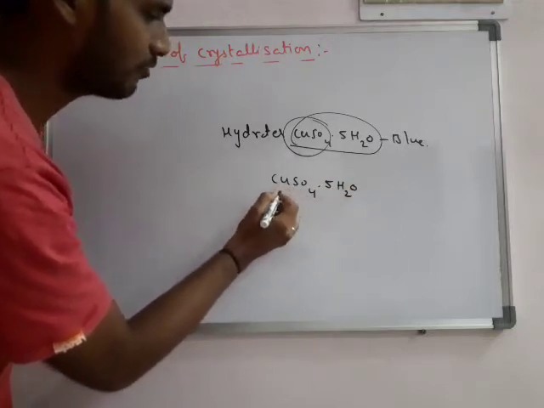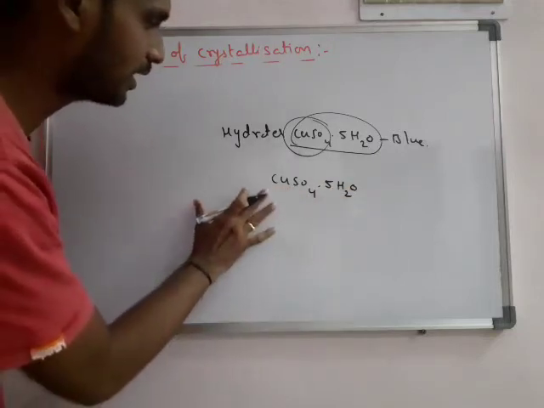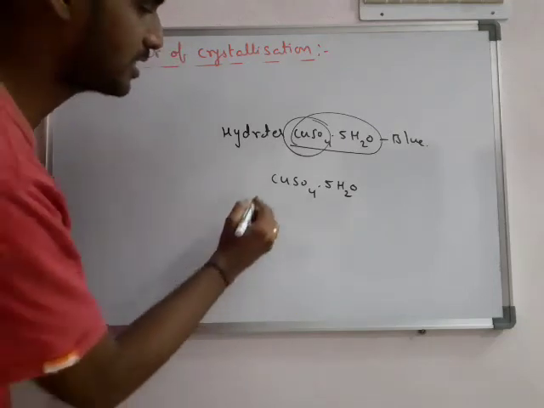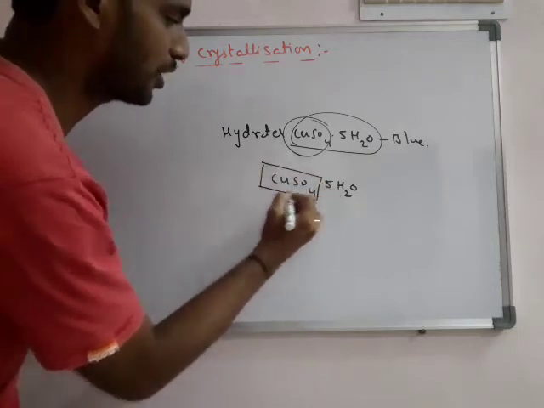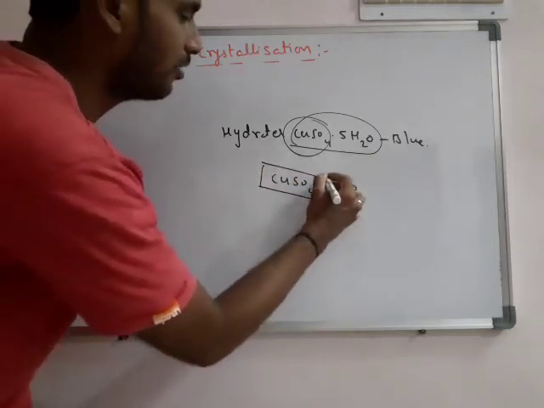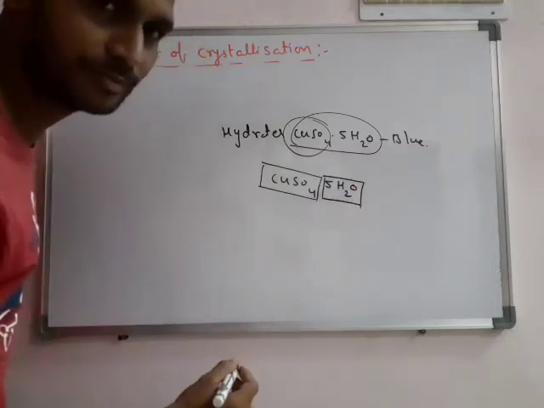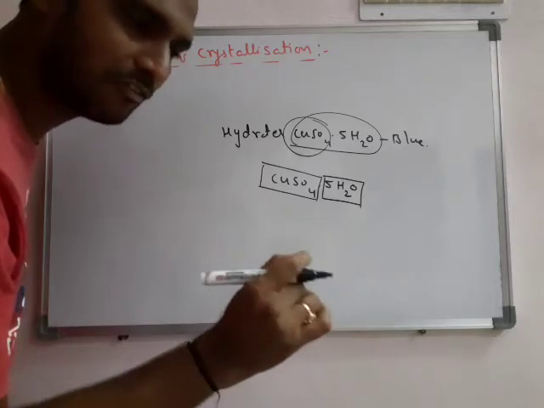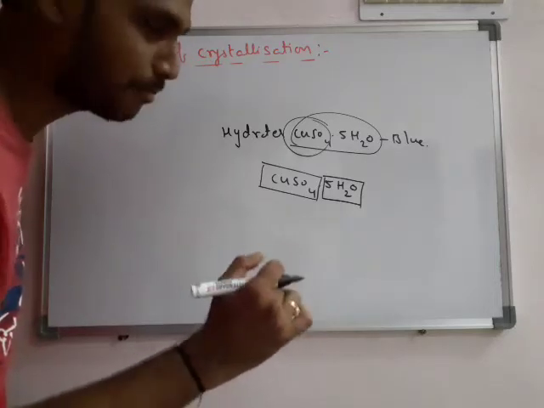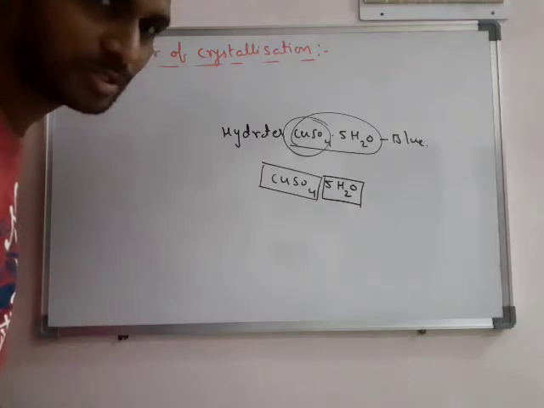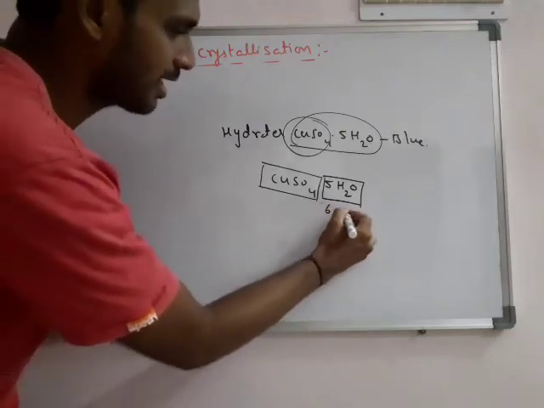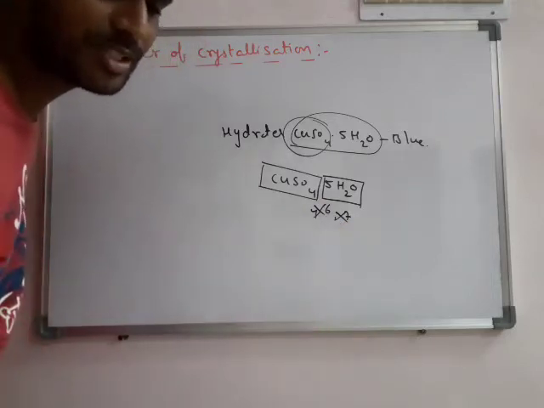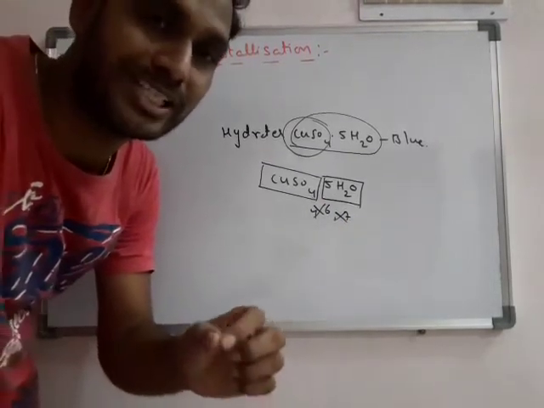CuSO4.5H2O. It means that in a hydrated copper sulfate salt, one copper sulfate molecule is combined with 5 water molecules. It is not 6, 7 or 4. It is a fixed number for different salt molecules.